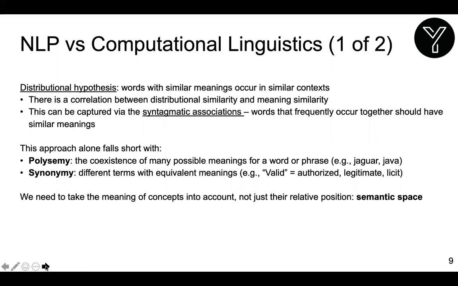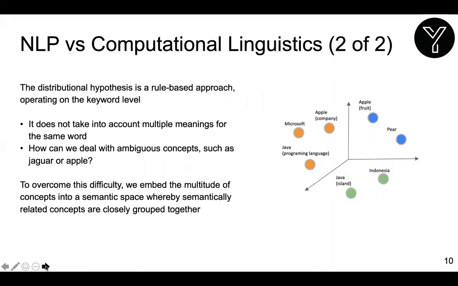So really, in order to be able to provide a really, really great discovery environment, you need to take the meaning of the concepts into account, not just their relative position, their count, etc. And that's why you need the semantic space. So looking at how it works, where distributional hypothesis is a rule-based approach operating at a keyword level, and it's not able to take into account these multiple meanings for the same word or ambiguous concepts, the semantic space, which you see in a knowledge graph, and there's a tiny example on the right of an extract from a knowledge graph, is able to do this.